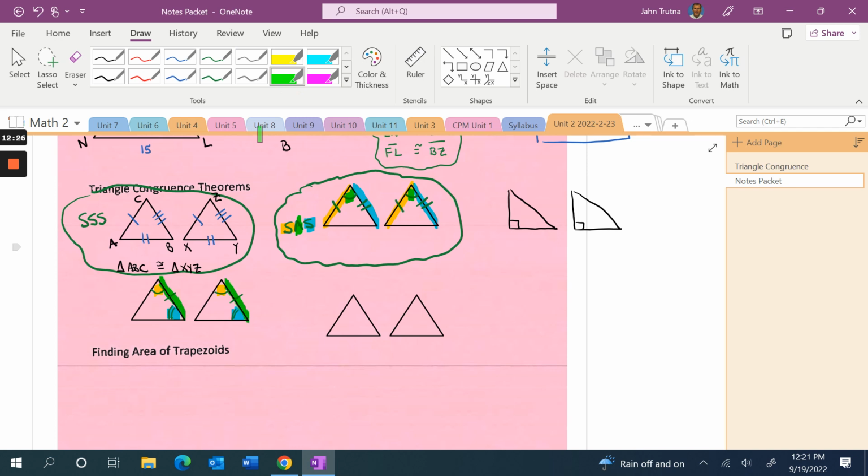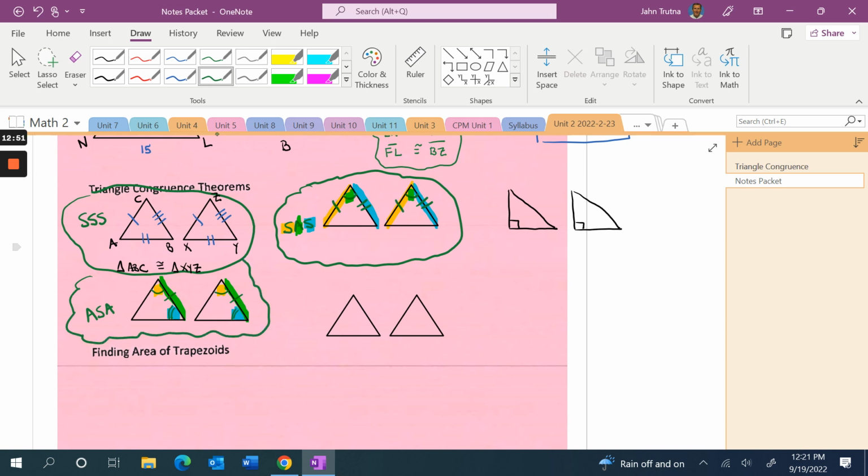So you can see in this one, we have a pair of congruent angles. Those are yellow. We have a second pair of congruent angles, those are blue, and then we have a pair of congruent sides, which is green. Mathematicians found out that these two triangles would have to be congruent to each other, and this is an example of what is known as the angle side angle rule.